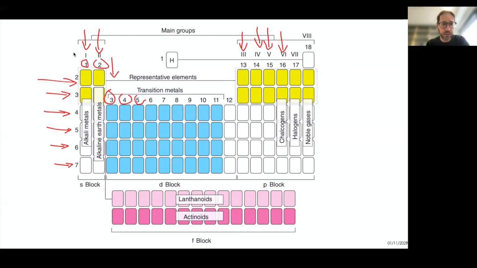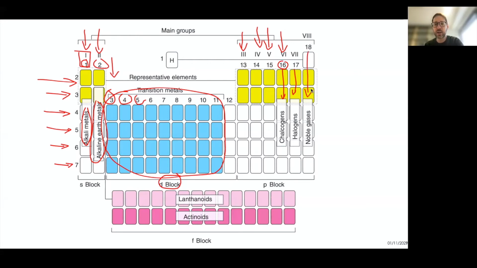So here we have hydrogen, which is not shown here. This is period 2, period 3, period 4, period 5, 6, and so on. The elements in the first group are called alkali metals. The second group, alkaline earth metals. The elements in this region are called transition metals, which represent the D block. Here the elements in group 16 are called chalcogens, in group 17 halogens, and in group 18 noble gases. So these are some representative names of the different groups.